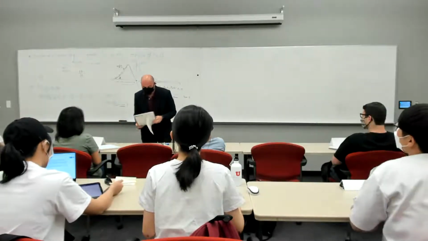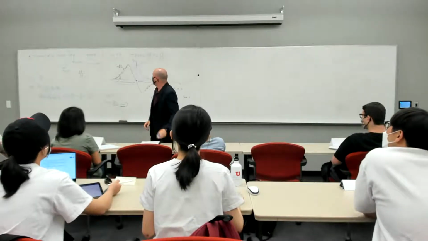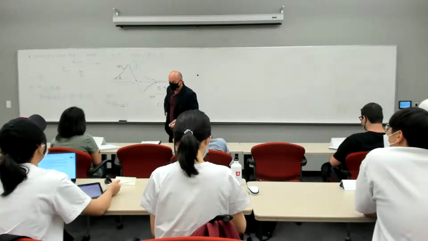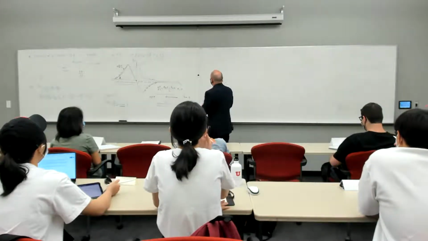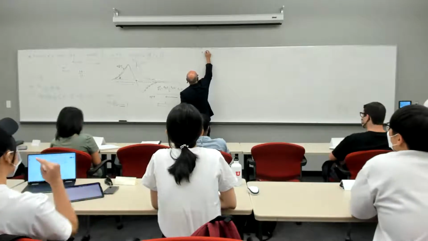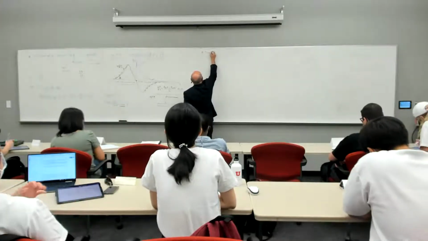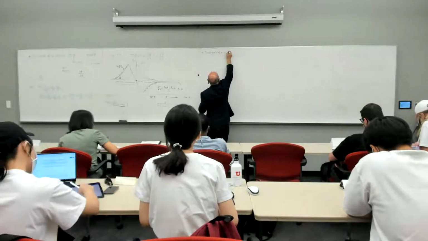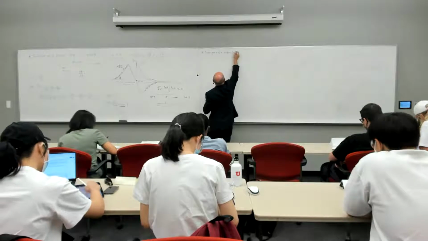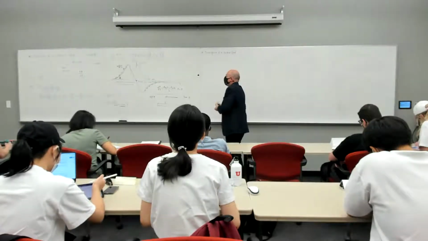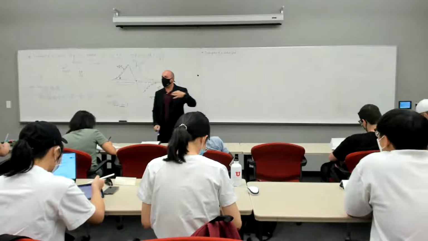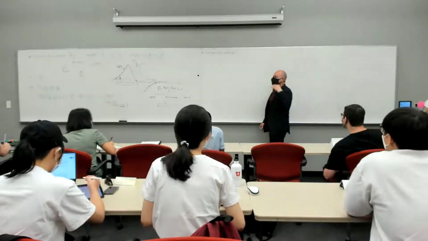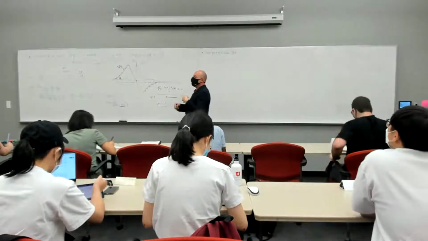All right, so now we're done with the gradient of a scalar. Now we're going to look at the divergence of a vector field. The gradient of a scalar upgraded a scalar to a vector. Now the divergence is going to take a vector and downgrade it to a scalar.